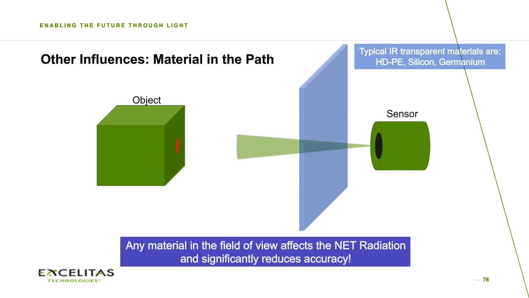So again, when you fit a transparent material in front of the sensor, if you must do it, please try to make the whole setup isothermal, which means that this transparent material as well as the sensor are at the same temperature as the ambient. Any material, this is why I say any material in the field of view, affects the net radiation and significantly reduces the accuracy.